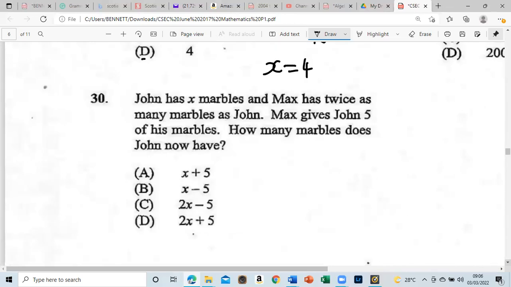John has x marbles and Max has twice as many marbles as John. Max gives John 5 of his marbles. How many marbles does John now have? Let's take it from the top. John has x marbles, right? So this is John.